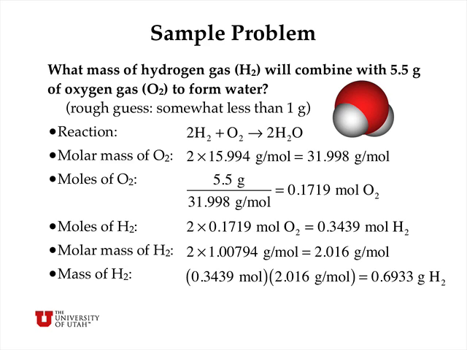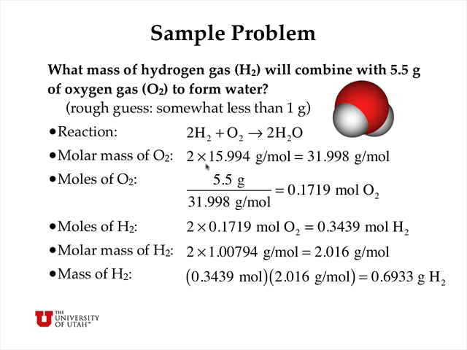First of all, we need to know the balanced chemical reaction for forming water from hydrogen and oxygen. And that's depicted in this equation. So we need twice as much hydrogen as oxygen to form 2 molecules of water. And next we need to know the molar mass of oxygen.